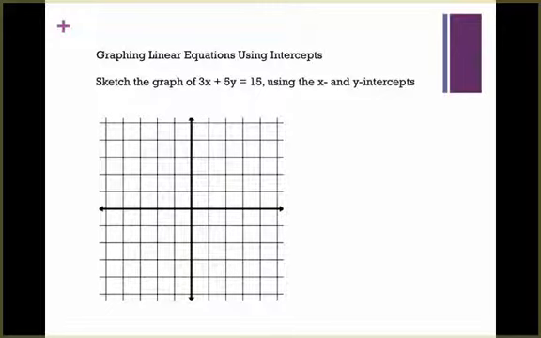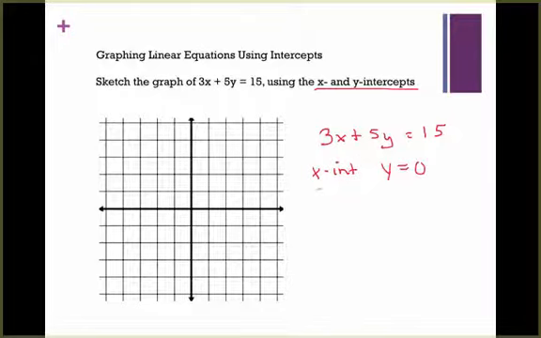Now we're going to look at graphing some equations using our intercepts. We'd previously graphed using slope-intercept form, but there is a quicker way to graph, especially when you're in standard form or general form, and that is to use the intercepts. Now, if you recall, to find the x-intercept, you want to let your y equal 0.